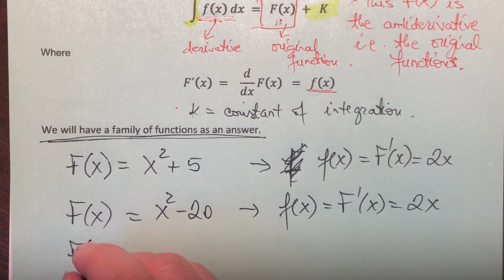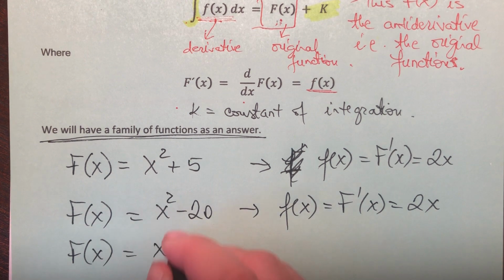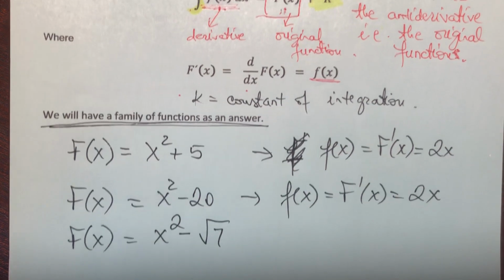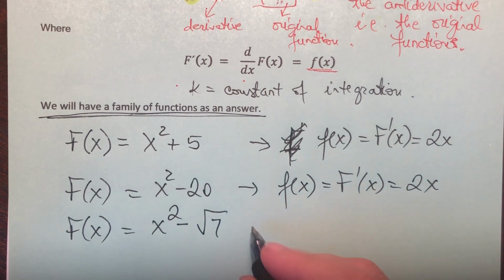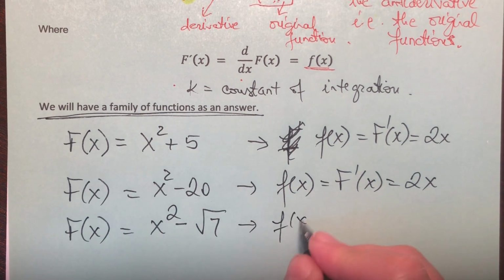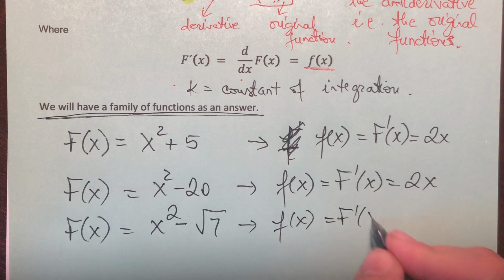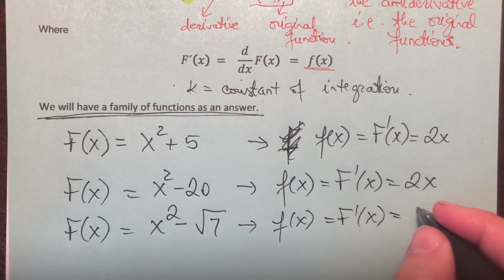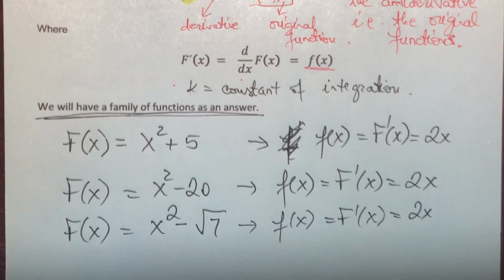And I think you're getting my point that, what? I don't know. Anything, any number, any constant. If I want to find its derivative, then I'm just going to get 2x. Why? Because the constant goes away.